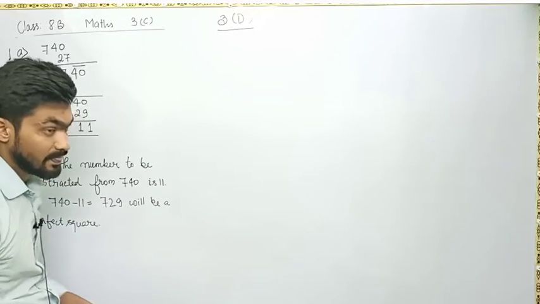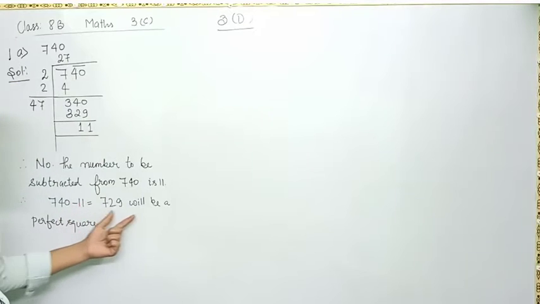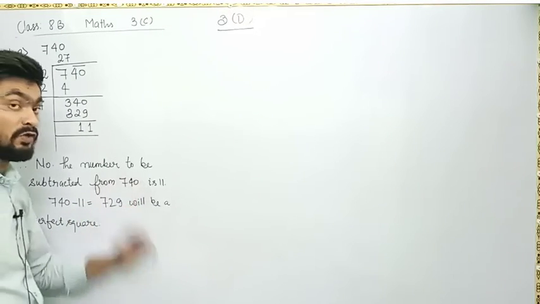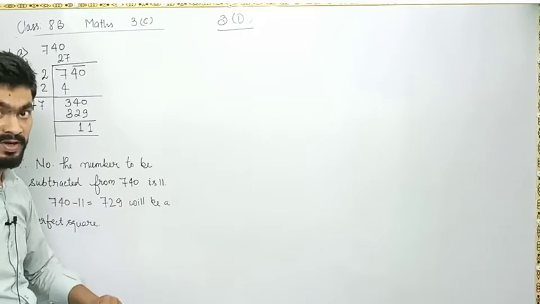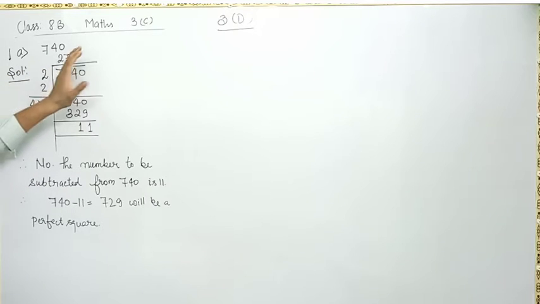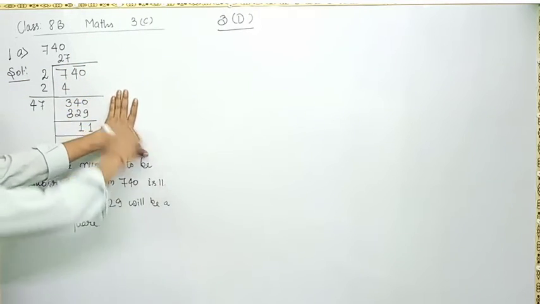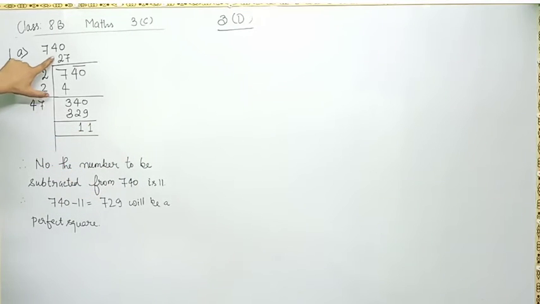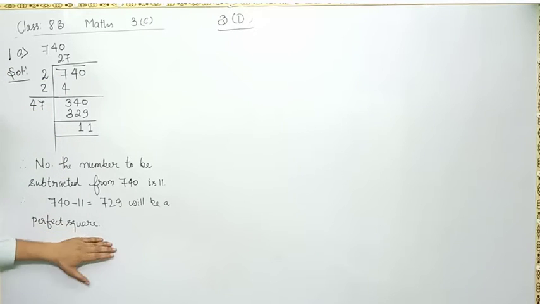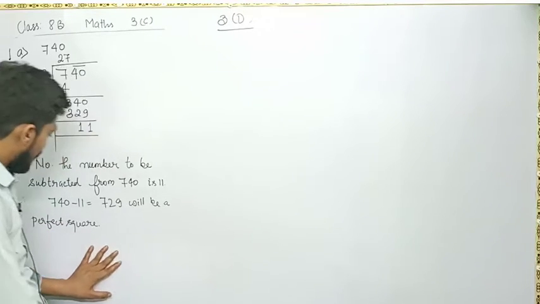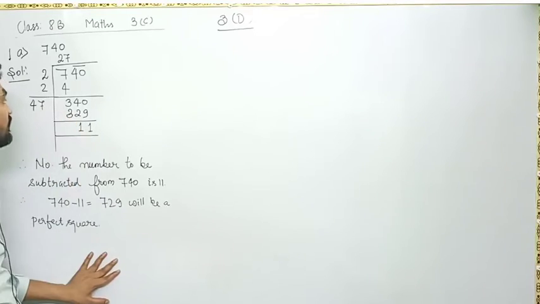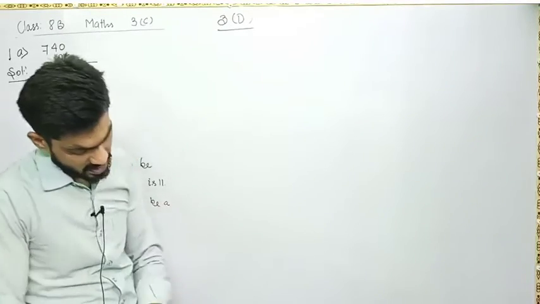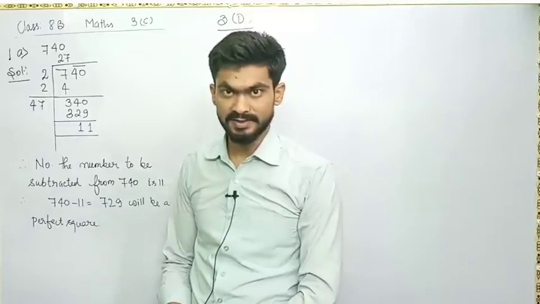Once again, 729 will be a perfect square if you subtract 11 from the given number. So what we have done, we have tried to find out the nearest square of this number. So we found that 740 is not a perfect square, but if we subtract 11 from it, it will become a perfect square. So 11 is the number to be subtracted from 740, and we have got our answer.